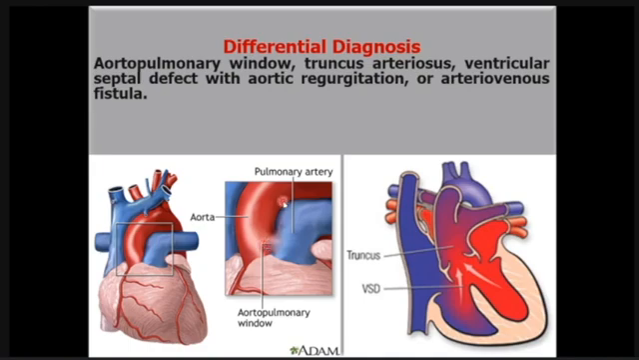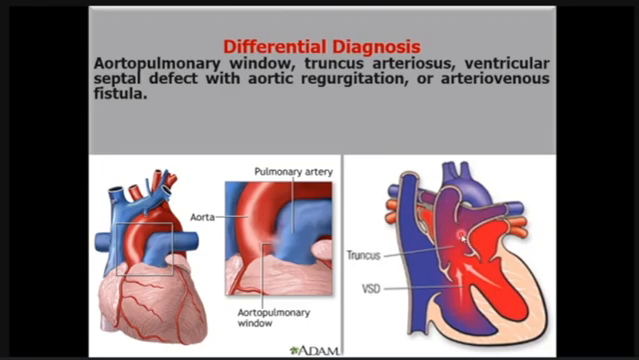The same if you have arteriovenous fistula, or in truncus arteriosus, where you have only a single vessel arising from the heart. There must be a VSD, and there is a single vessel arising from the heart, and this vessel then divides into pulmonary and aortic. This is called truncus arteriosus, and because of the mixing that happens here, it gives a murmur similar to PDA.